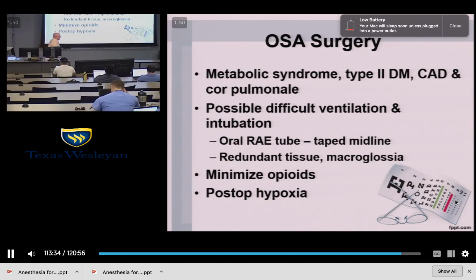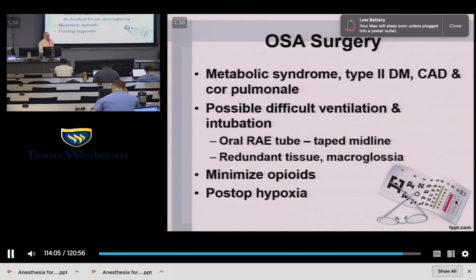They typically require an oral RAE tube that's taped in the midline. And they oftentimes have a significant amount of redundant tissue around their vocal cords and a large tongue. We have to be careful, because any of these surgeries for sleep apnea are typically extremely painful. We don't want to give them opioids, we don't want to give them NSAIDs, but we also have to be very, very careful with opioids because this is not an immediate fix for their sleep apnea.